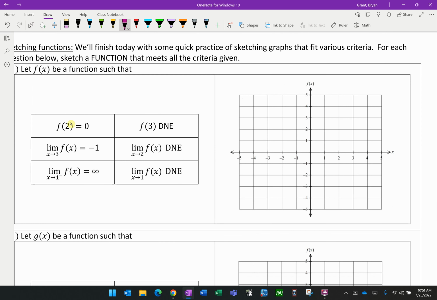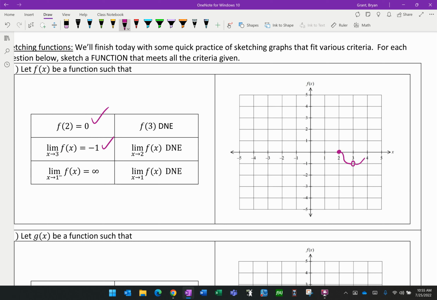As mentioned before, I always like to start with the points. F of 2 equals 0, that's the point (2, 0). F of 3 does not exist. If a point doesn't exist, either there's a hole there or some sort of asymptote, so I'll leave that one blank for now. The limit as x approaches 3 of f of x equals negative 1. So (3, -1), and that's the limit. The easiest way to deal with a limit is to put an open circle, and then we can change it from there. If it's going to equal negative 1, though, we have to get closer to negative 1 on both sides. All right, so we took care of the limit here.